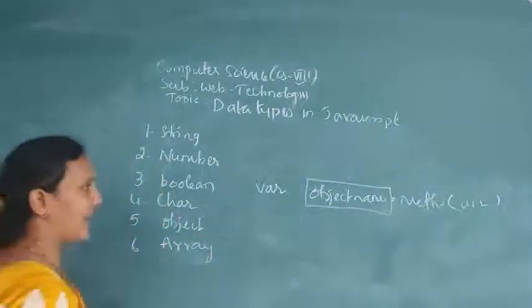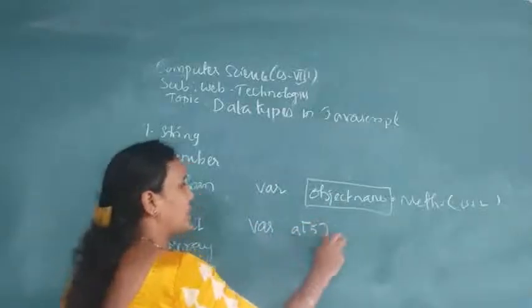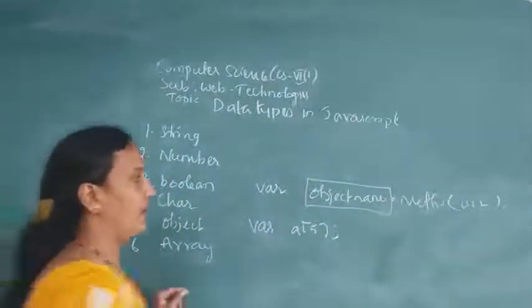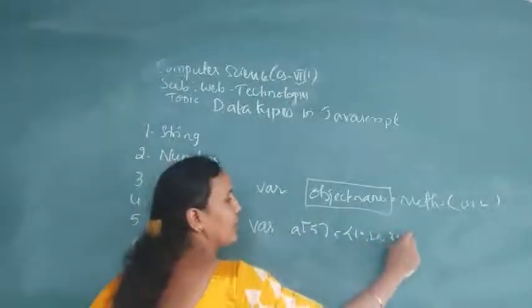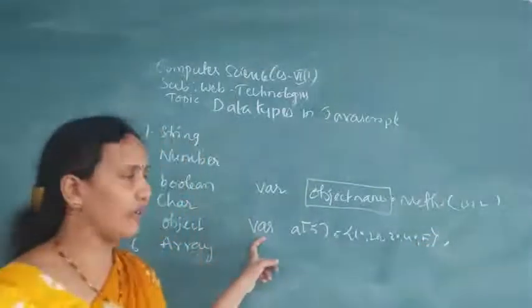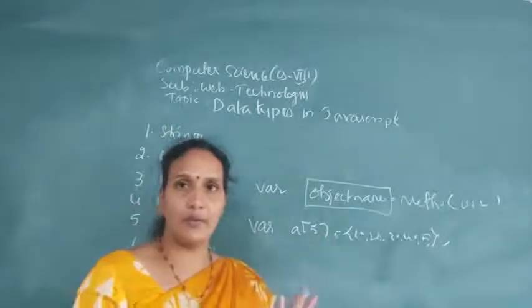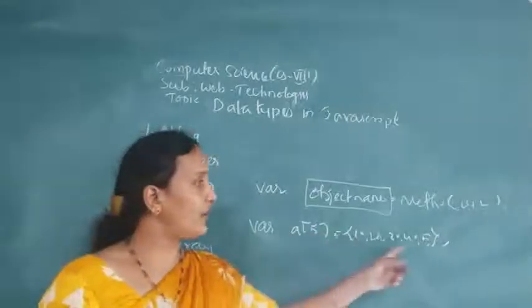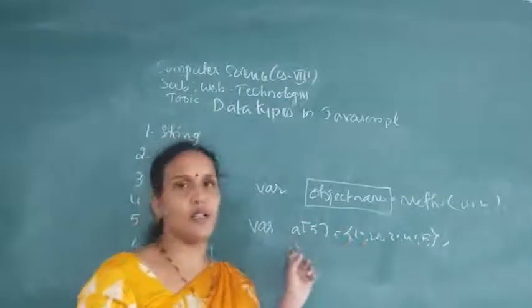Now the next one is an array. Let us see var a5 equals 10, 20, 30, 40, 50. Understood? The var is the keyword. A is the name of the array. How many values are you storing in this array? 5 values. And what type of value are you storing? All integer values. So this is called an integer array.